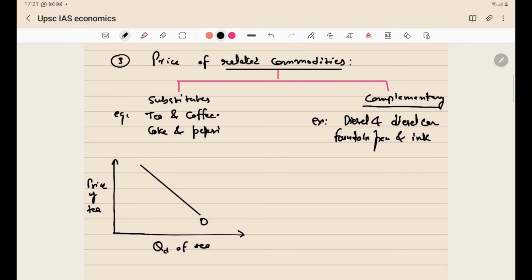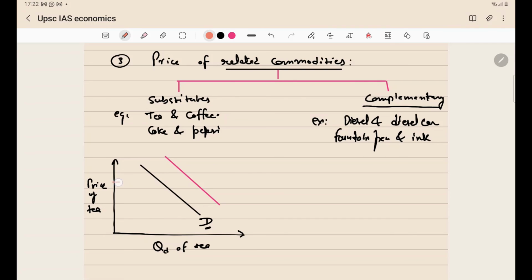Let us draw the demand curve of tea. Now on x-axis we have the QD of tea, the quantity demanded of tea, and on the y-axis we have price of tea. And this D represents the demand curve. Now suppose if the price of coffee increases, then there will be increase in the demand of tea. There will be a rightward shift in the demand curve of tea. Let us see why is it so.